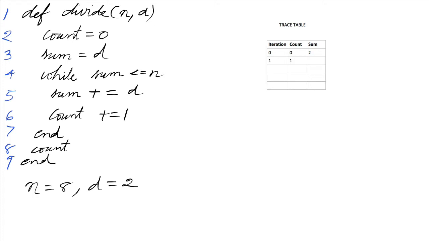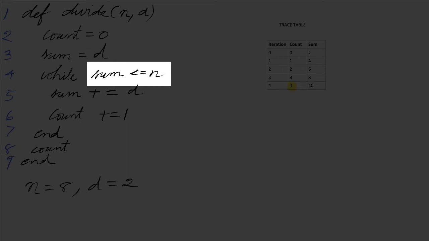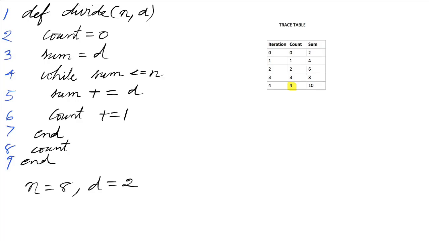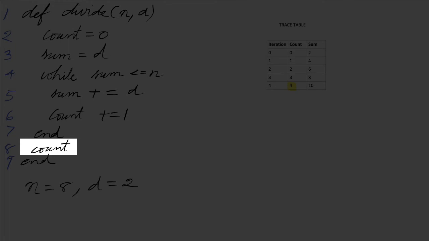At the end of first iteration, we have 1 for count and 4 for sum. At the end of second iteration, we have 2 for count and 6 for sum. At the end of third iteration, we have 3 for count and 8 for sum. At the end of fourth iteration, we have 4 for count and 10 for sum. 10 is greater than 8. So we exit the while loop and return count as the answer.